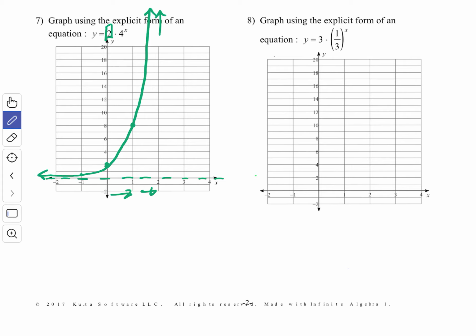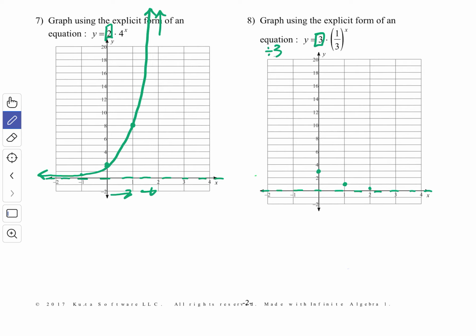Okay, and that's all there is to it. For number 8, same idea. Start at 3. This time we're timesing by a third, so that's like dividing by 3, right? Let's actually write that off here, dividing by 3. So as I move to the right one, I divide by 3 to get 1, then 1/3. Again, I'm assuming that asymptote is right here.